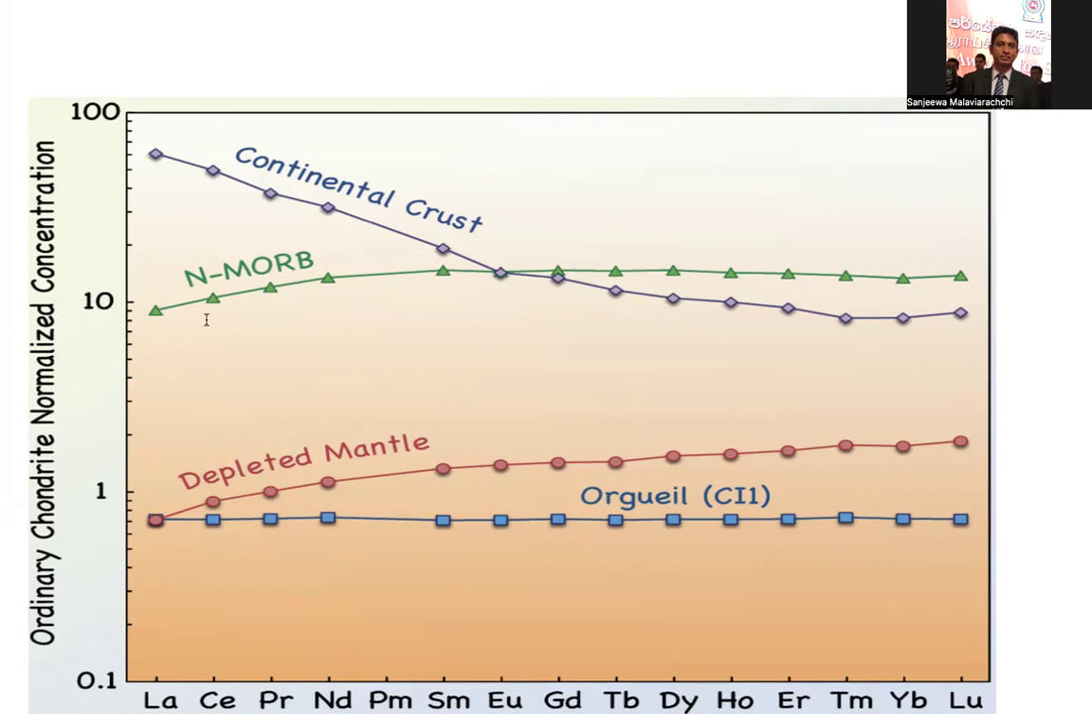The protolith of the MORB is the depleted mantle. Remember, the protolith of the MORB is the depleted mantle. The depleted mantle has a concentration of around 1, while the MORB will have somewhere around 10. That means MORB is 10 times enriched in all the rare earth elements listed here, according to this diagram, than the depleted mantle. Right?